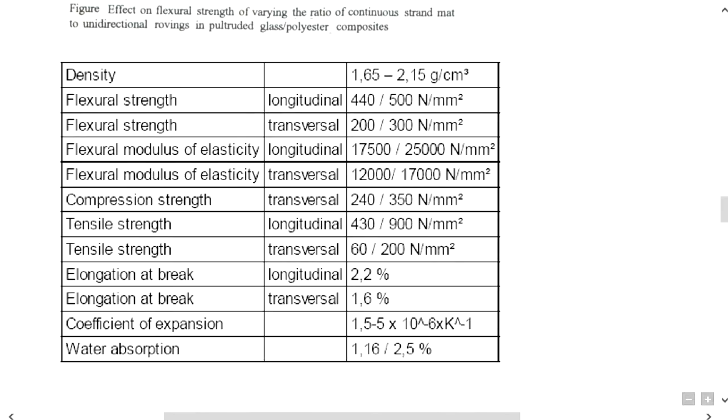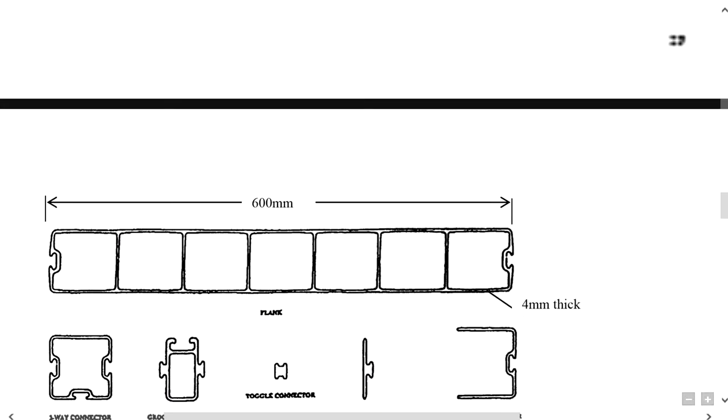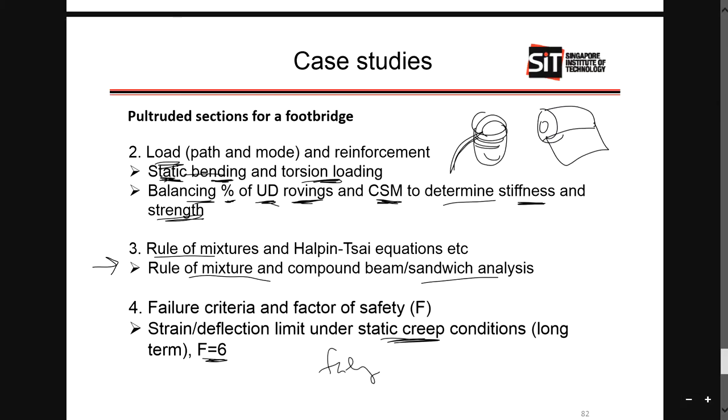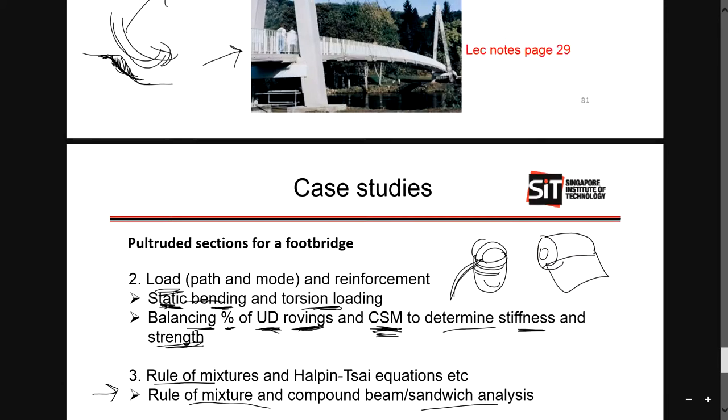Water absorption, you should take note of all these properties like density, strength, elasticity, tensile strength, in case you need them. The key takeaway is the balancing between the unidirectional roving and the chopped strand mat for your loading. And then your factor of safety, take note, is actually 6.